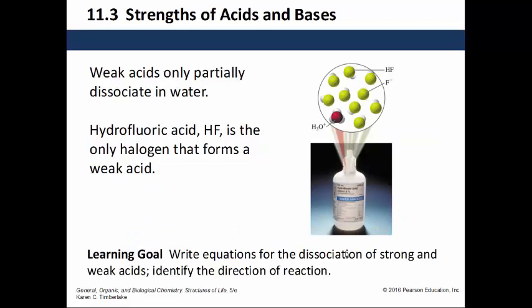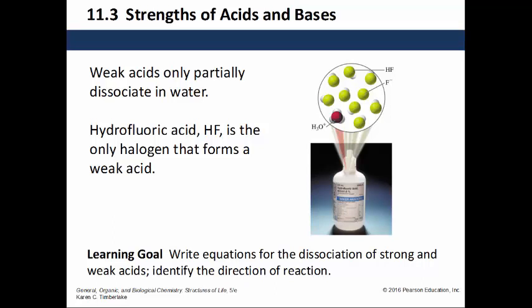Now, weak acids only partially dissociate in water. Anytime you see the term weak, we talked about strong electrolytes, weak electrolytes. Anytime you see the word strong, that means that substance will dissociate or break up completely. If you see the term weak, weak electrolyte, weak acid, weak base, that means they don't dissociate all the way.